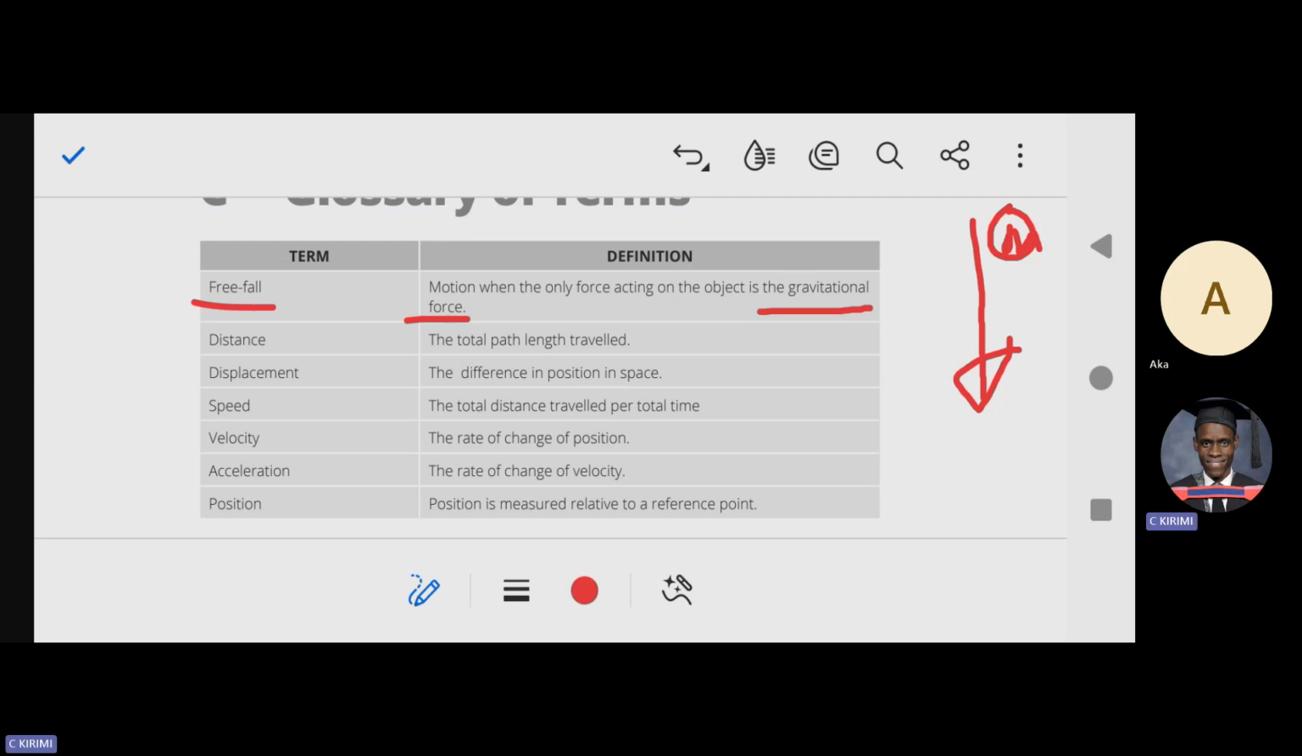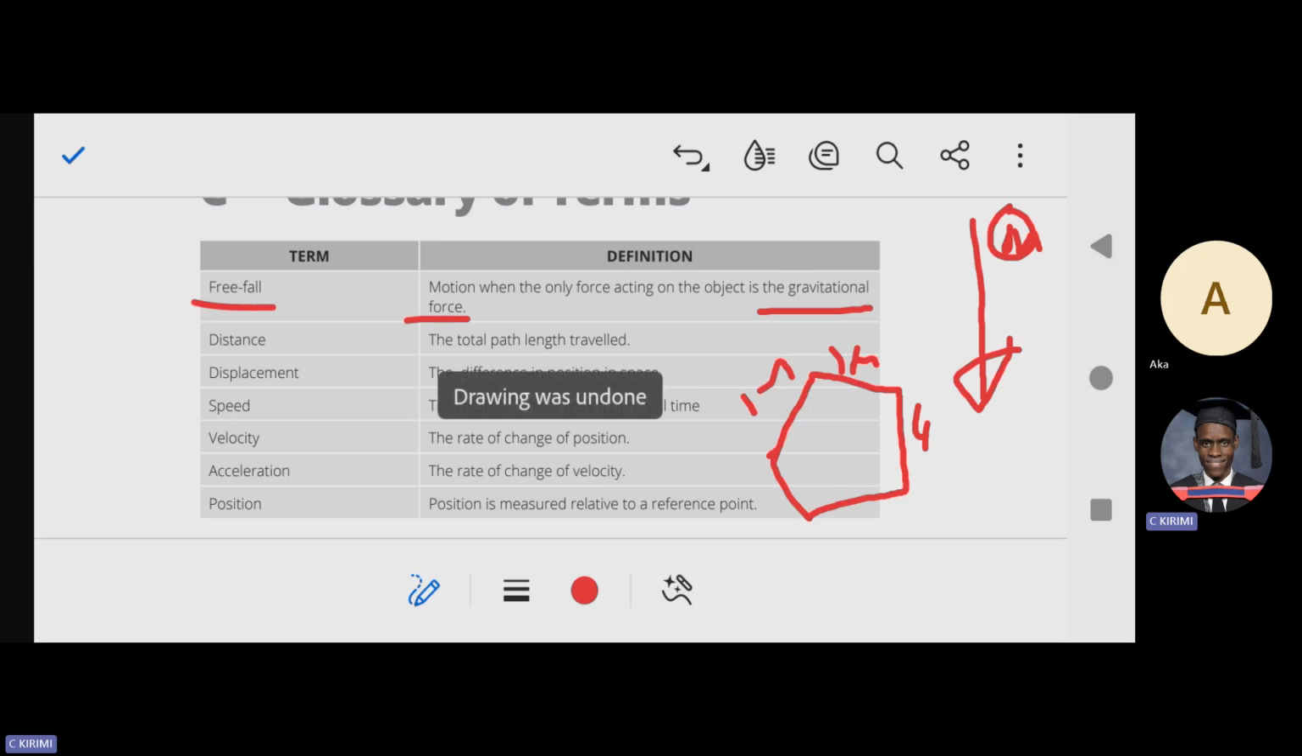Let's go to D. Distance. Total path traveled. There is no direction for distance. It's a scalar, which means you are just adding up the distance around the shape. There's no direction, you're just calculating. If it's 1 meter, then another 7 meters, 4 meters, 3 meters. So there's no direction, just a scalar.